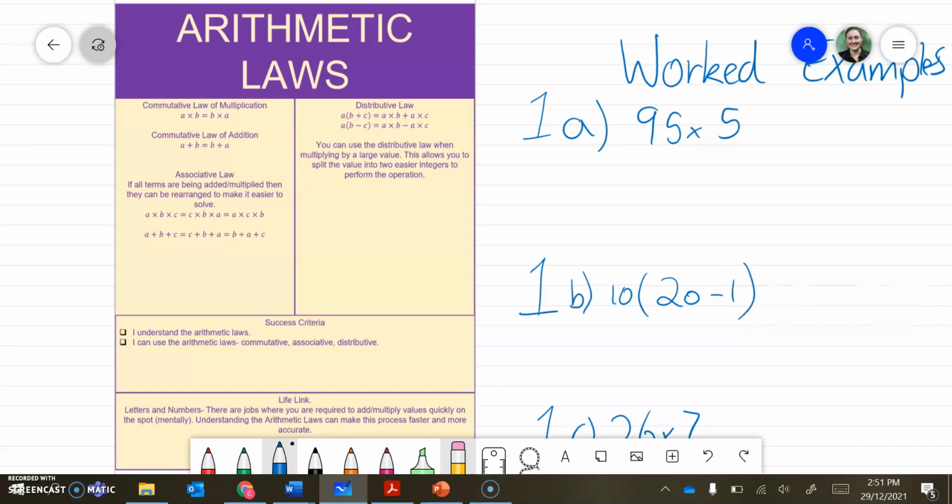Okay, this video is going to go through our arithmetic laws. So the three main laws that we need to know and understand how to use are the commutative, associative, and distributive laws.